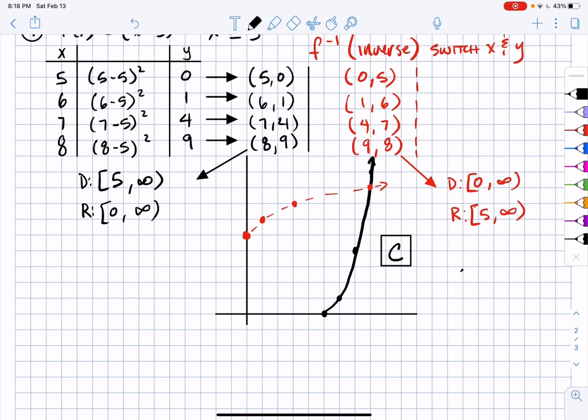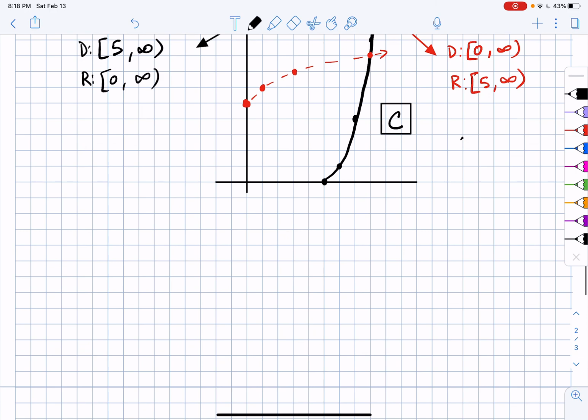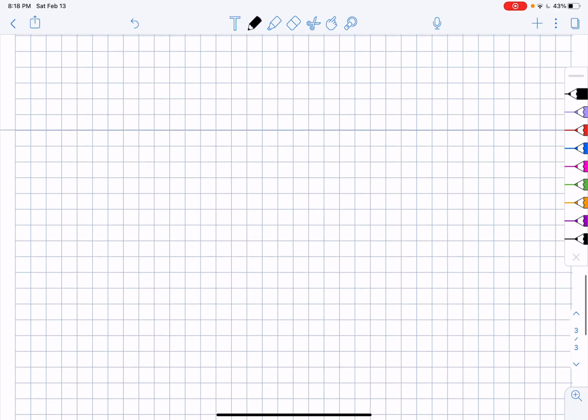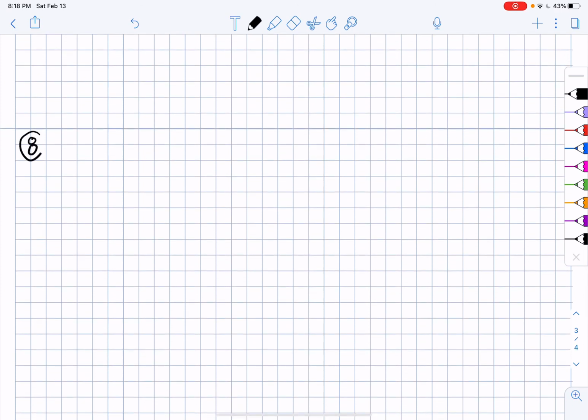And there we go. All right, so that's 7. So do I have enough space for 8? Let's just go to the next page.